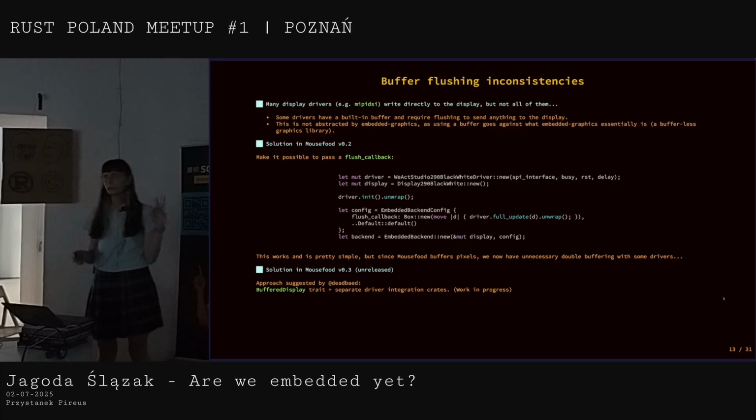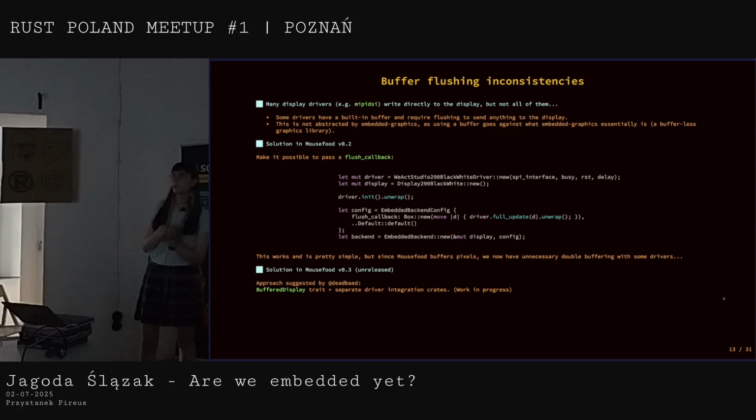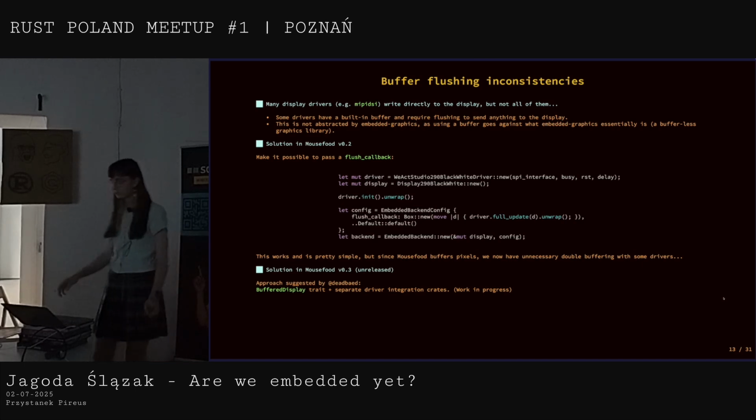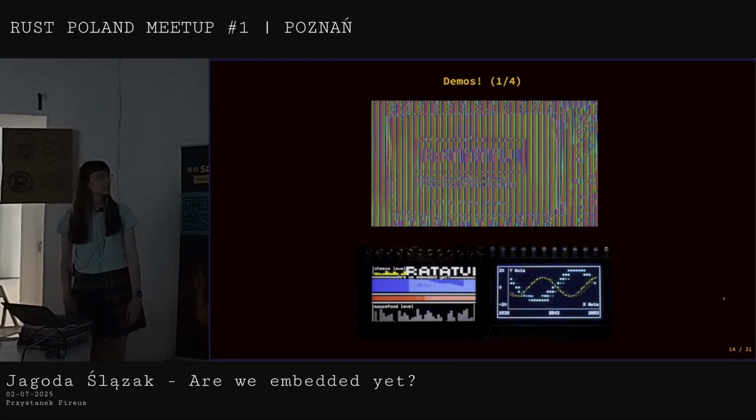And it also fixes the problem, because I also had to implement a buffer in Mousefood. But since some of the drivers already use buffers, I had two buffers. So these integration crates now implement buffers if they are missing, and don't implement them if they are already there. So yeah, but it's the future. That's the next version. But yeah, so demos.